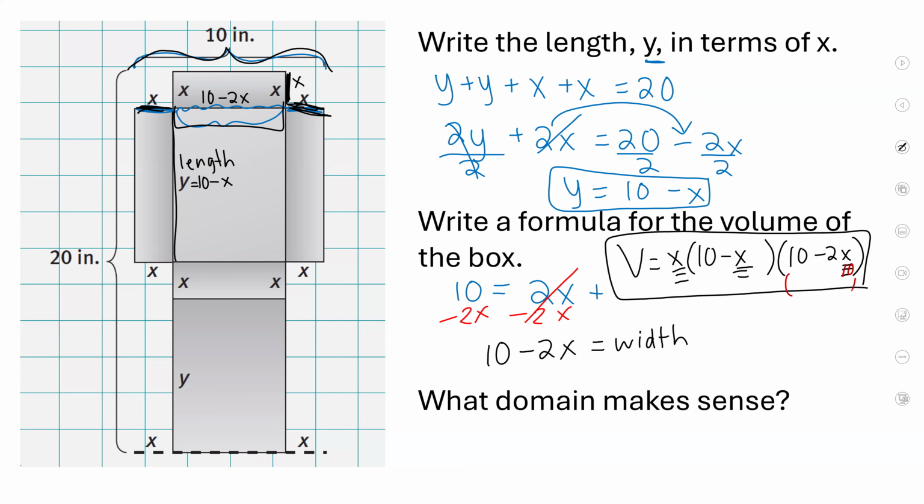We said 5. If you plug in a 5 here, this becomes 0, because 10 minus 10 is 0. You can't have 0 for your volume. So we said that x could be between 0 and 5, but not including 0 and 5. If you plug in a number bigger than 5, like 6, this last parentheses would be negative. You cannot plug in a 6 right here, because this would become negative 2. You can't have negative volume. So only the numbers between 0 and 5 would work.